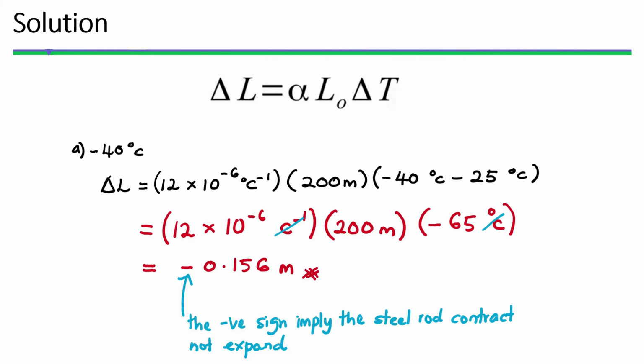The answer is negative 0.156 meter. Did you manage to get the same as mine? This negative sign simply implies that the steel rod contracts and does not expand. It contracts because the temperature decreases, so the molecules vibrate less violently and therefore the distance decreases.